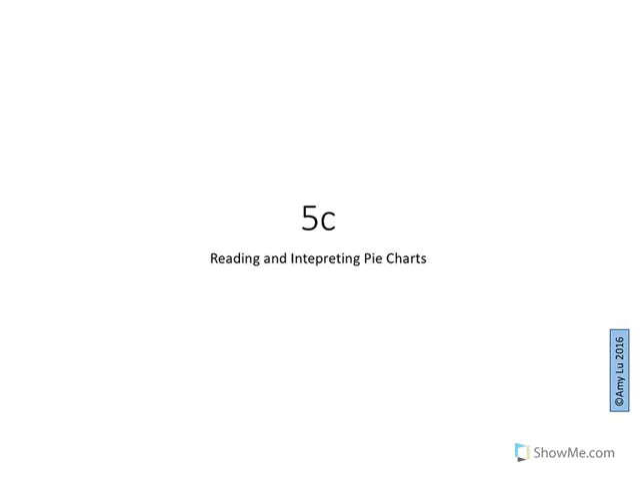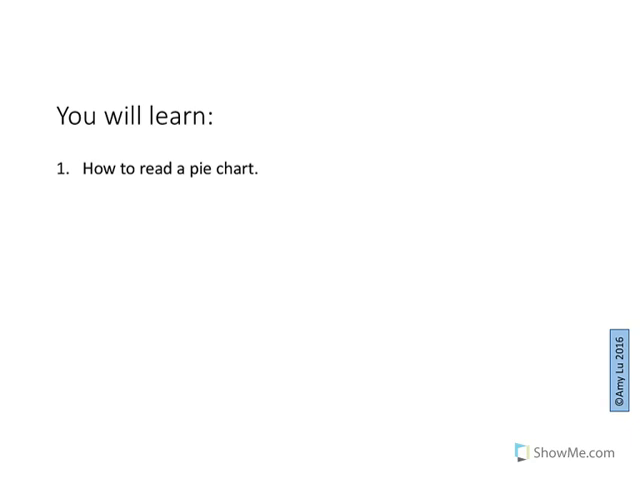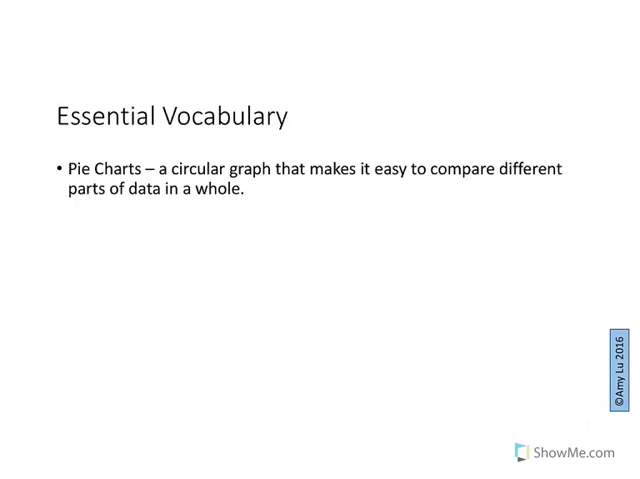So this chapter is on reading and interpreting pie graphs. In this chapter, you'll learn simply how to read a pie chart. So here's what you need to know. What is a pie chart? A pie chart is a circular graph that makes it easy to compare different parts of data in a whole.